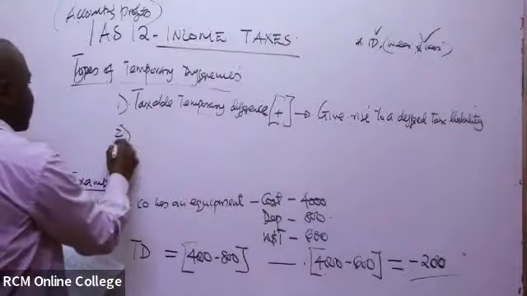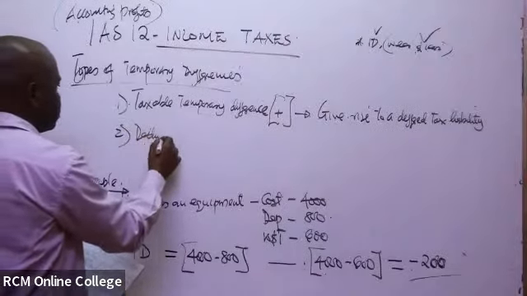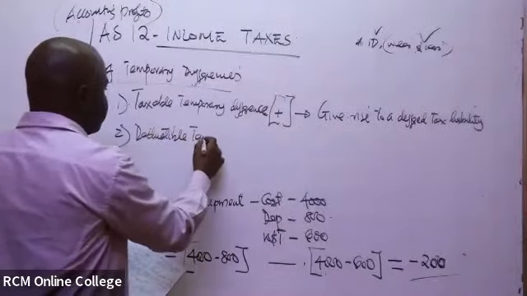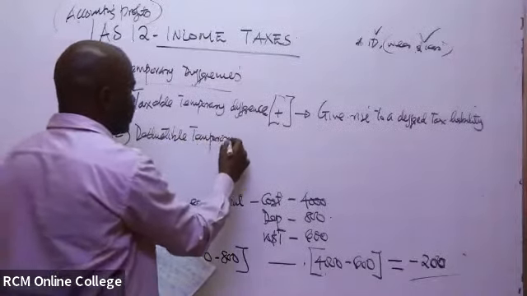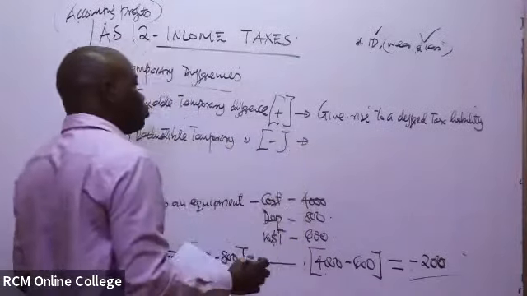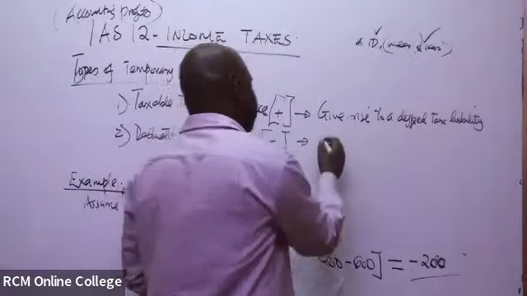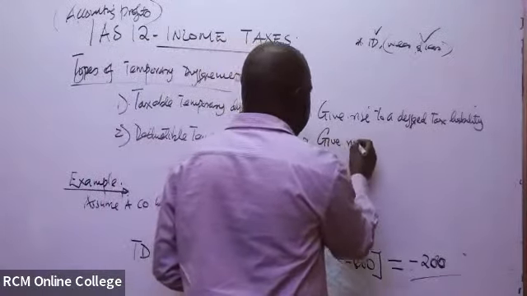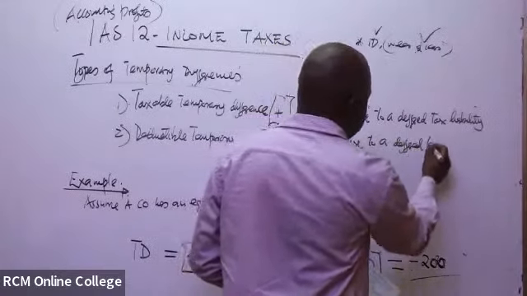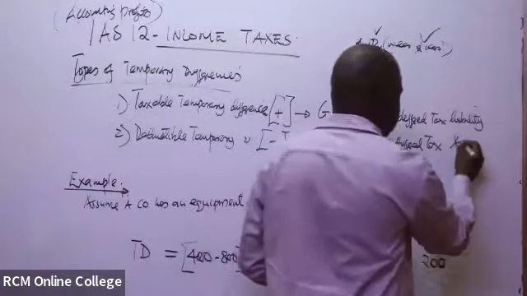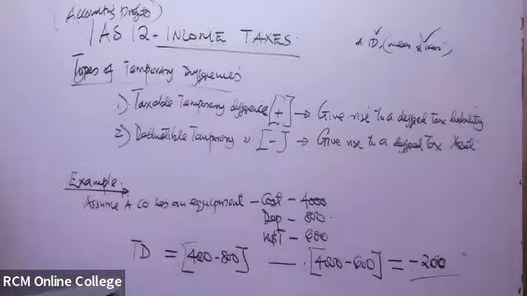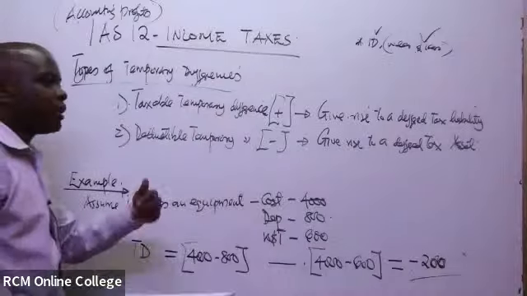Number two, we have the deductible temporary difference. That is, you eventually get it as a negative. If it is negative, this one will give rise to a deferred tax asset. It will eventually become an asset.